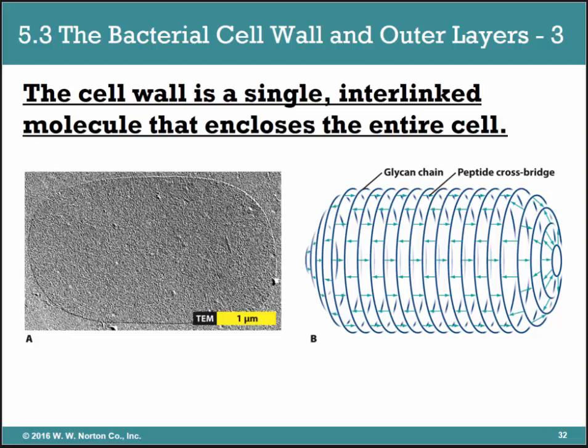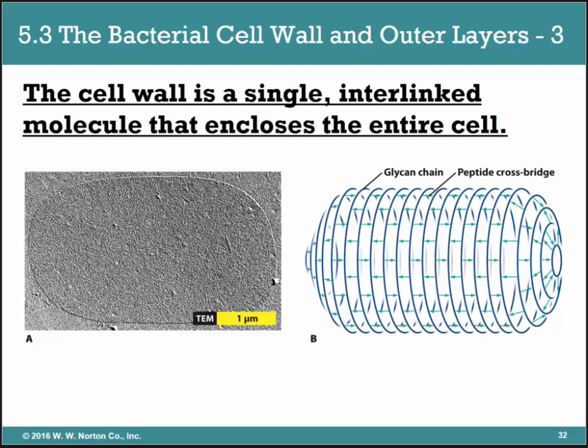The image to the left shows an entire cell wall isolated from E. coli. In the right image, you can see how the cell wall is constructed. You have glycan chains made out of carbohydrates. These form parallel rings that are cross-linked with amino acids, forming a peptide cross bridge.